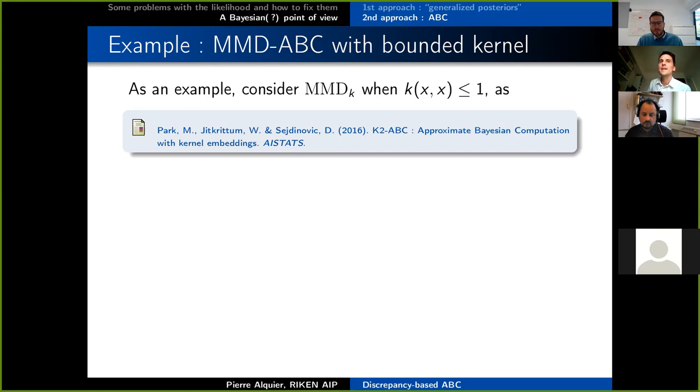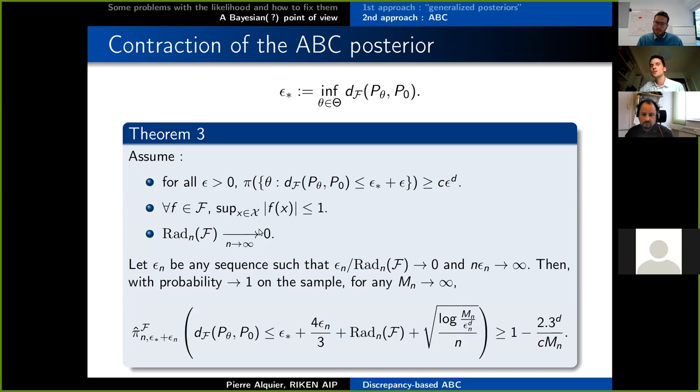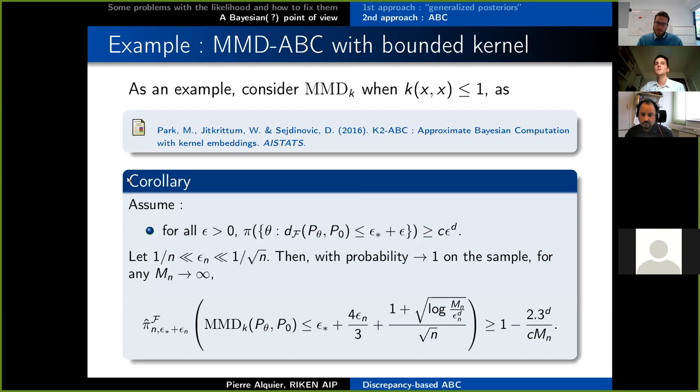So if you use the algorithm I described previously with the MMD distance, if the kernel is bounded, I mentioned this in the first part, this assumption is always true. If you use MMD, the Rademacher complexity goes to zero, and if the kernel is bounded, then the functions are bounded by one in your integral probability metric. So in this case, you only need the prior mass condition. And then if you choose epsilon to be any rate between 1 over n and 1 over square root of n, your posterior will draw parameters that are at the optimal distance of the truth plus something in epsilon n.